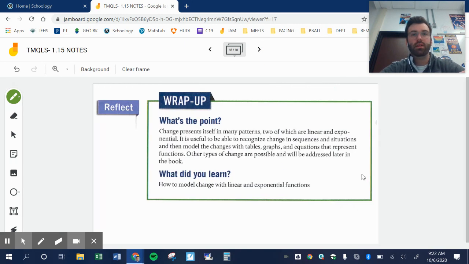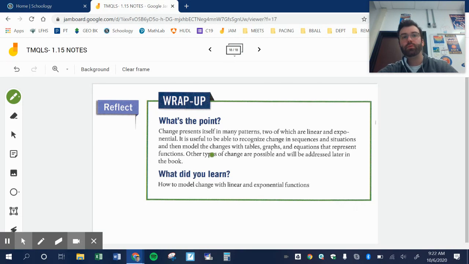What's the point and what do we learn? We talked about modeling change with linear and exponential. And we connected that to arithmetic.